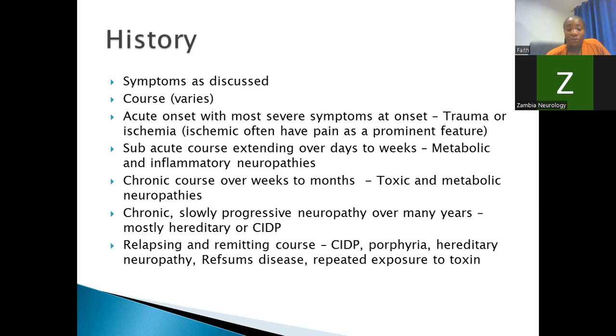For the chronic course, you can also have those that are slowly progressive and occur over many years. Mostly these are hereditary, but you can also think of other etiologies such as CIDP. And then you can also have a course of symptoms which is relapsing and remitting. We have particular etiologies that are quite specific to this pattern of presentation, including CIDP, porphyria, some hereditary neuropathies, Refsum's disease, and repeated exposure to a toxin.